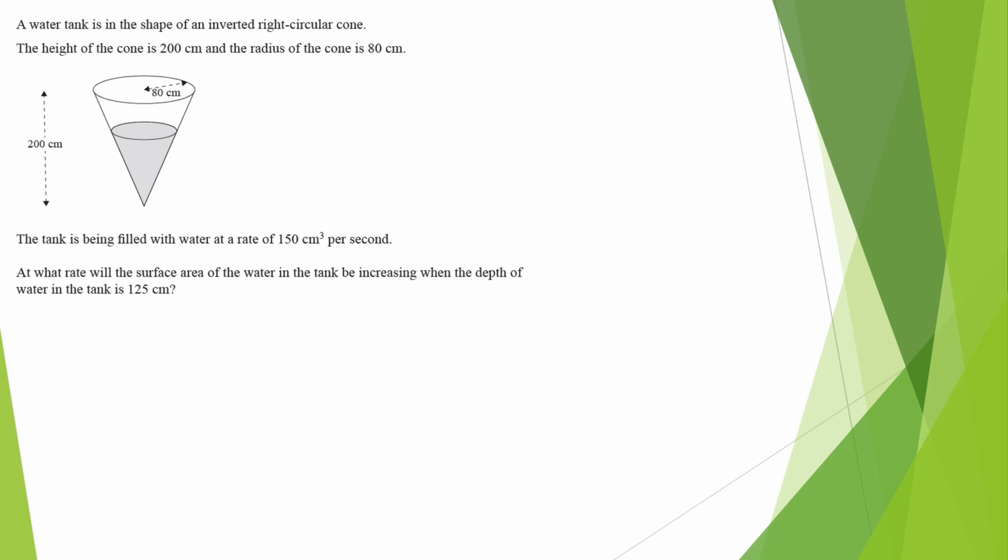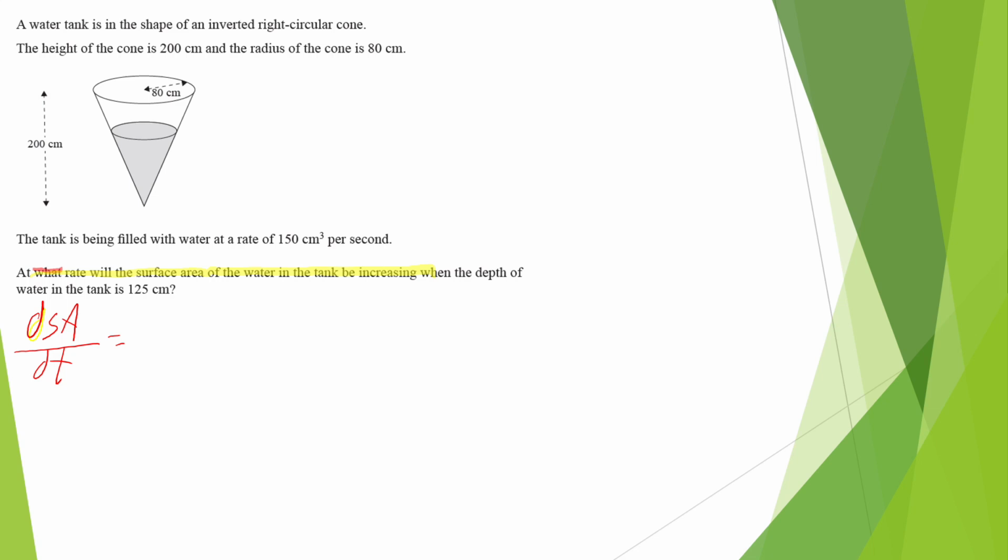To set up the rate equation, I first find out what is the rate that I'm trying to find. The rate I'm trying to find is the rate of the surface area of the water. So that's the surface area rate, dSA over dt. And now I need to look for which rate has been given.